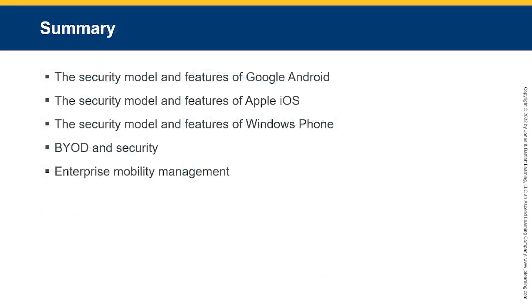In this chapter, we looked at security models and features for Android, iOS, and Windows. We looked at bring your own device and security and the different types of enterprise mobility management options.